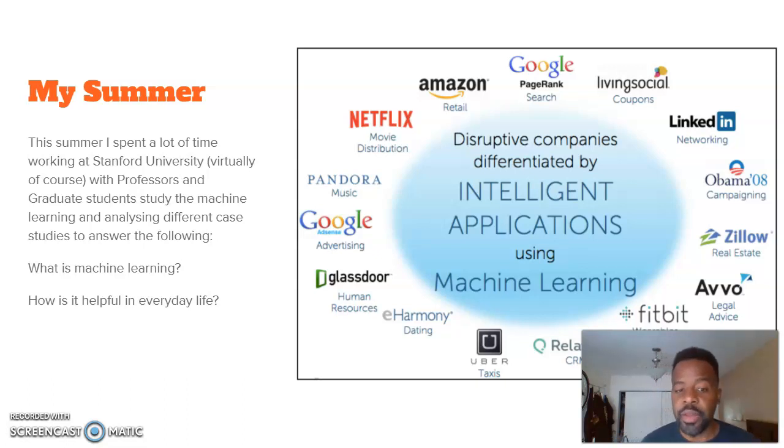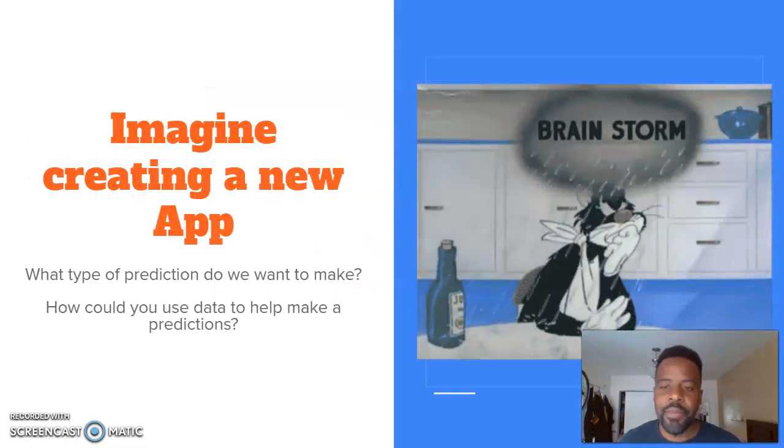What is machine learning, and how is it helpful in everyday life? As you can see from the image on your screen, machine learning affects nearly everything that we work with, from Amazon to Google, Fitbit, Uber, Glassdoor, Pandora, Netflix. It is very well used in our day. So let's talk about, what is it?